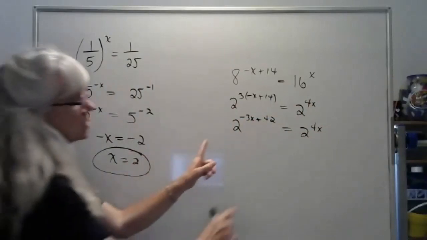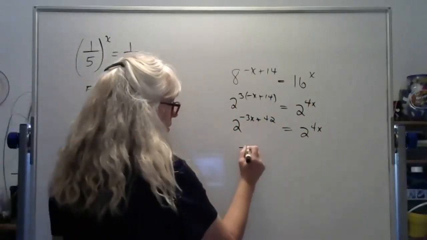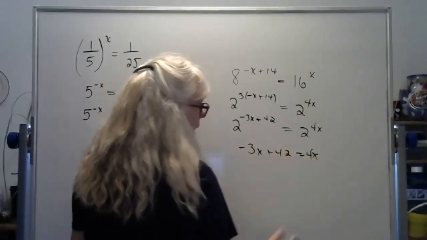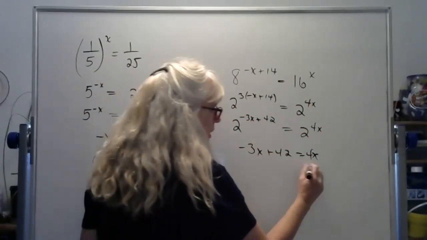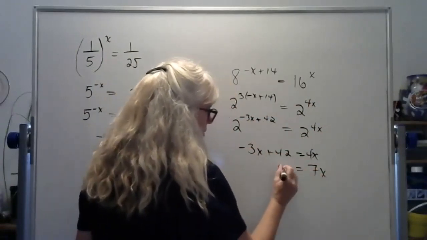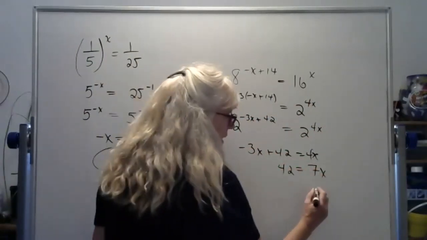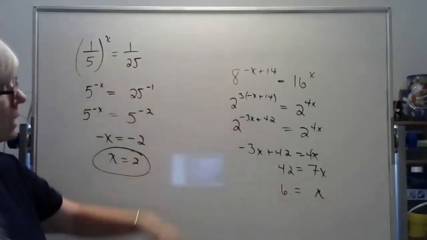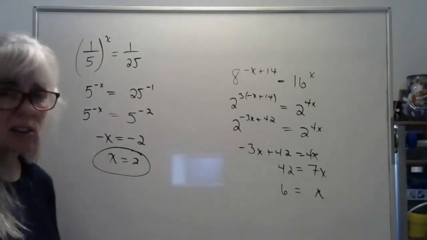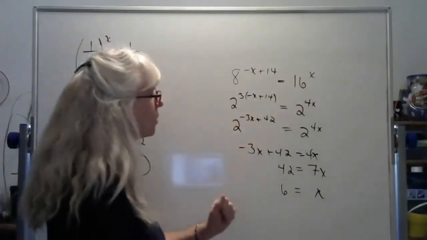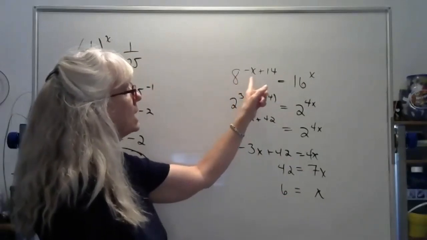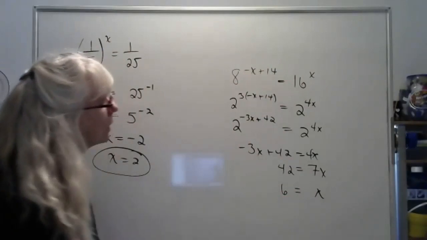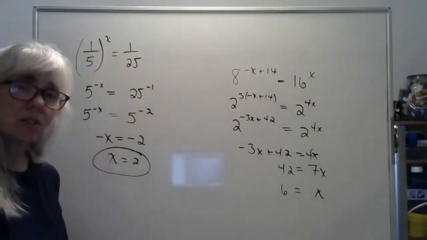Since the bases are both 2's now, we can drop those 2's out of there and set those exponents equal, as 3x plus 42 equals 4x. I'm going to add the 3x to the right side and get a 7x. On the left side, we'll keep the 42. Dividing it out, we'll see that x equals 6. So even though it looked kind of weird at the beginning, we know that x equals 6. And you could check it on your calculator. You can take 16 to the 6th power. You can plug the 6 in over here, and you'll get 8 to the 8th power, and they should be equal to each other. So, okay, and those are exponential functions.